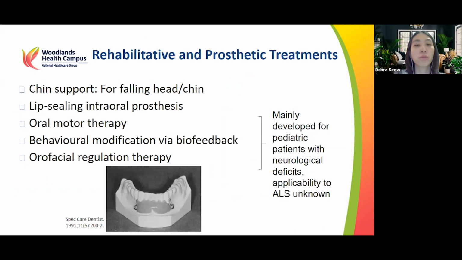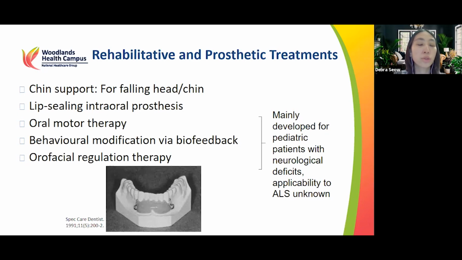So there were quite a few rehab as well as prosthetic treatments, but mainly there's this chin support for falling head and chin. There was also a case report of a lip sealing intraoral prosthesis, which was performed by actually a dentist. You can see the diagram over here. So actually it did help to some extent to control the drooling, but there's only one case report.